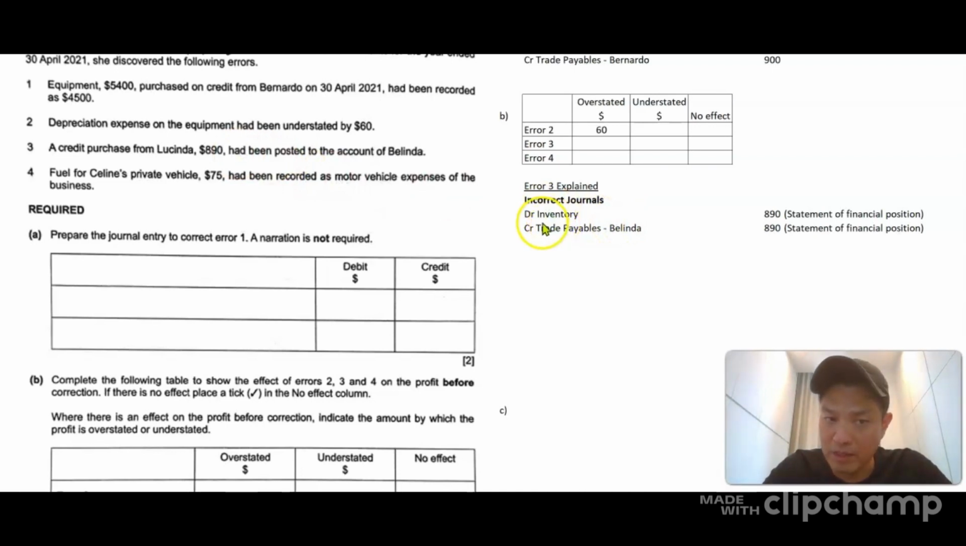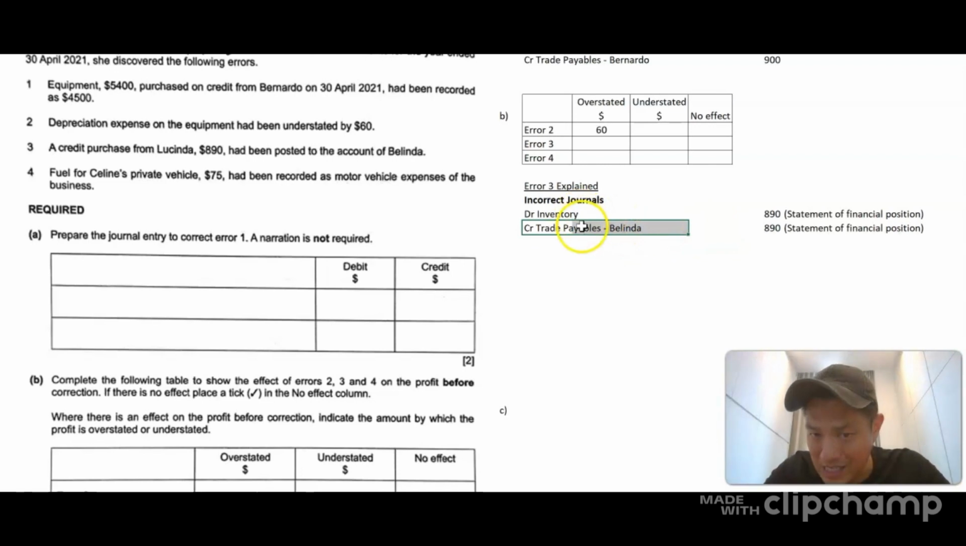If you bought something from Lucinda, and I'm assuming inventory here, and if you had posted it to Belinda's account, then you would have debited inventory and credited trade payables to Belinda's account. Now this part is wrong. You should have credited trade payables Lucinda instead.